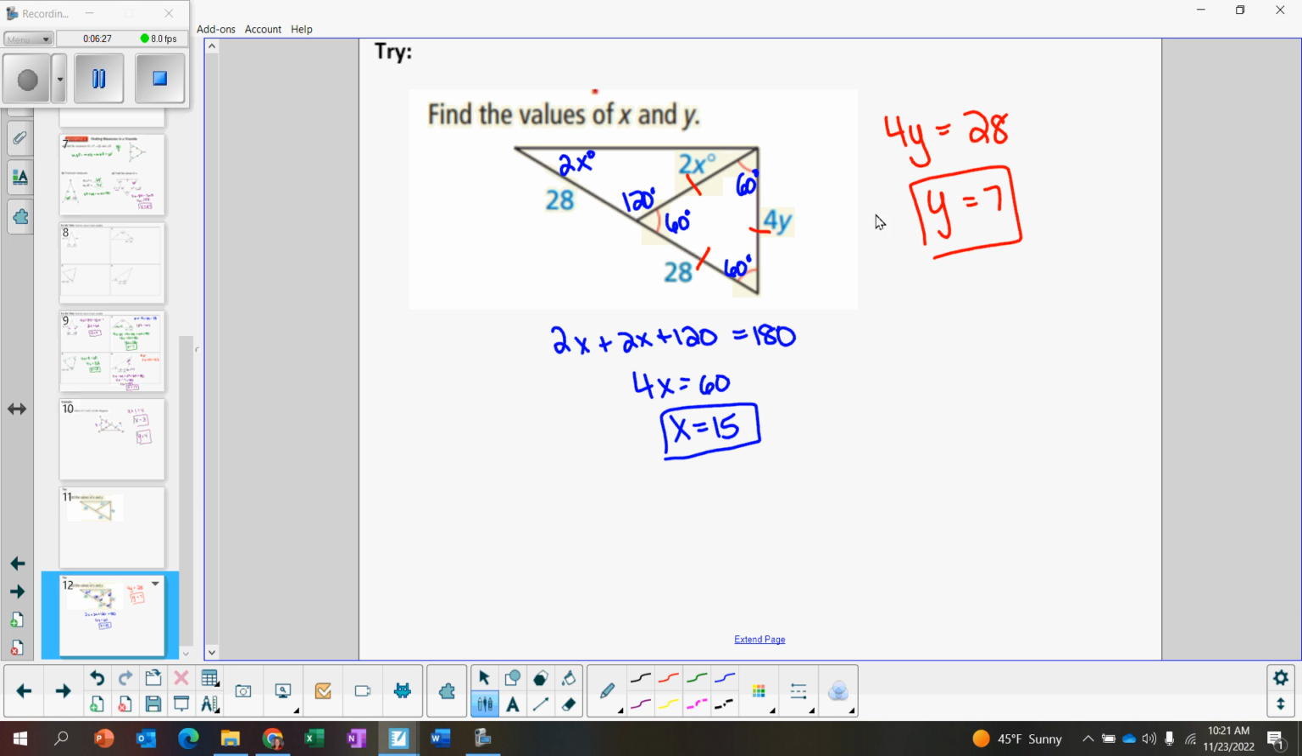So here, we knew all 3 of these angles were the same, so all 3 sides are the same, which means if this side is 28, this side's 28, this side's 28, so 4y equals 28. Also, if all these are 60, the angle adjacent to the 60 is 120 because they make a linear pair. And now the 2x, 2x, and 120. I know this is 2x because if this was 28 and this is 28, they're the same. So that's isosceles, 2x, 2x, and 120 equals 180. And that is the end of section 5.4.